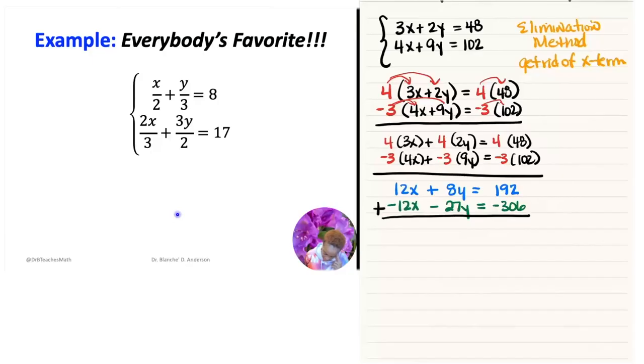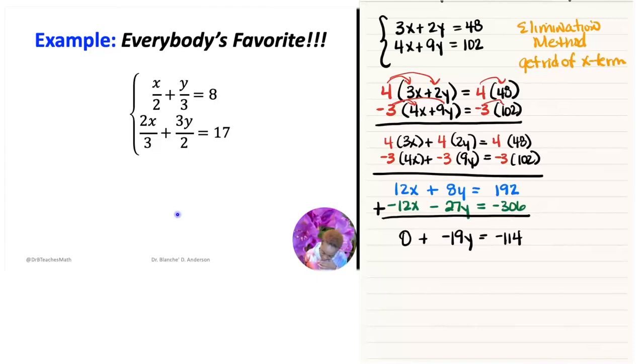Now we can finally add them together. So you're going to combine like terms, okay? This becomes 0. And then 8 minus 27, that's going to be a negative 19y. And then 192 minus 306, that's going to be a negative 114. So we got rid of the y like we wanted to, right?